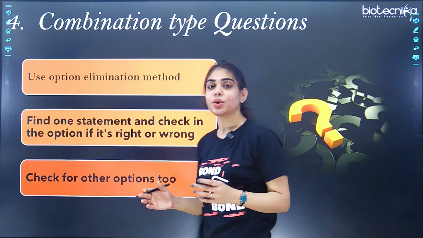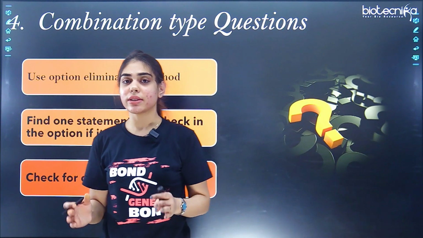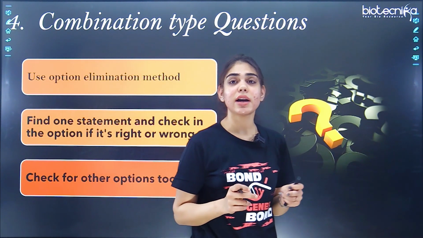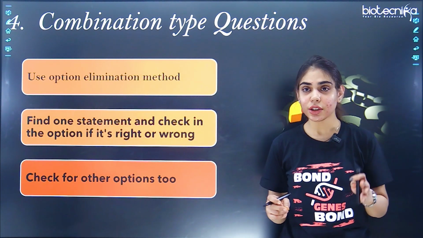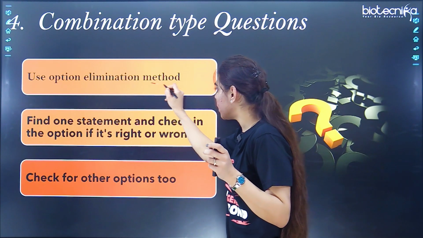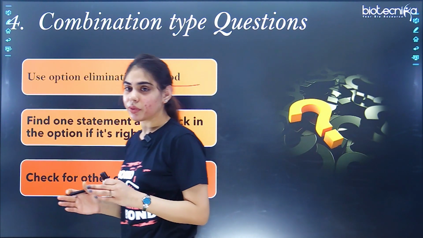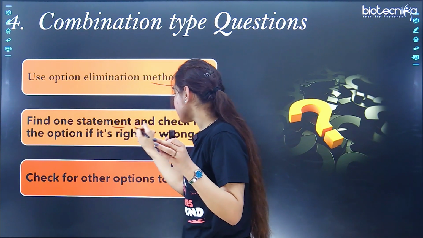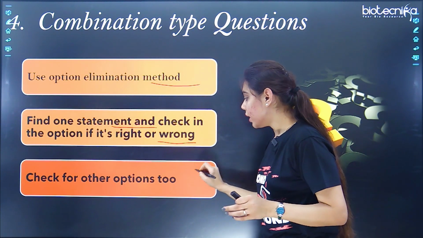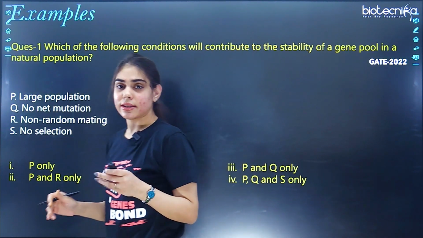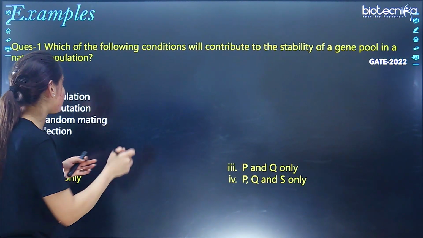Now let's proceed to the fourth choice of question that you can answer in GATE exams. So here it is a combination type question. Here you have to use the option elimination method, similar to what you have done for the statement type of question. You have to find one statement, whether it is right or wrong, and you have to check the other options too. Now let's see an example of how to solve this kind of question.